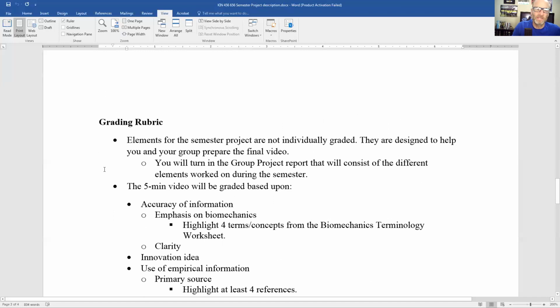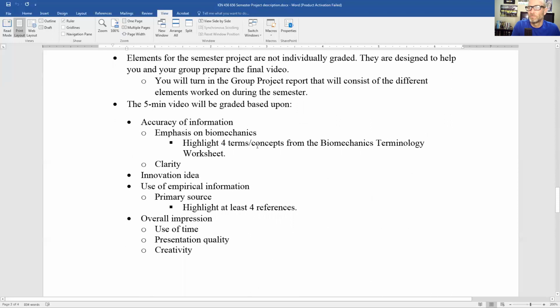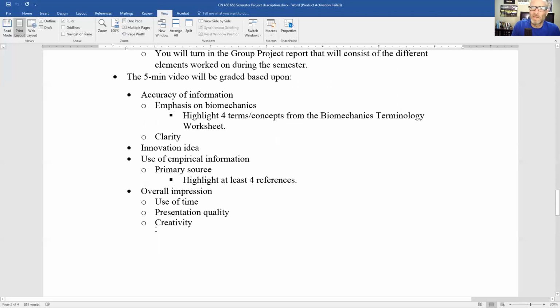Grading rubrics: the assignments that you're going to be doing along the way will be either you get the grades or you don't get the grades, and you don't get the grade if you don't turn anything in. So we've got to keep up with the work throughout the semester. At the end of the semester, your 5-minute presentation will be graded based upon accuracy of information, making sure you're highlighting 4 terms, clarity of information, an innovative idea, use of empirical evidence, making sure you've identified and highlighted 4 references, and use of time, presentation quality, and creativity.